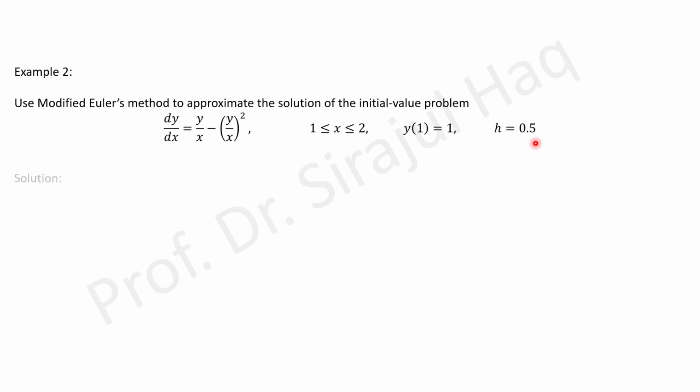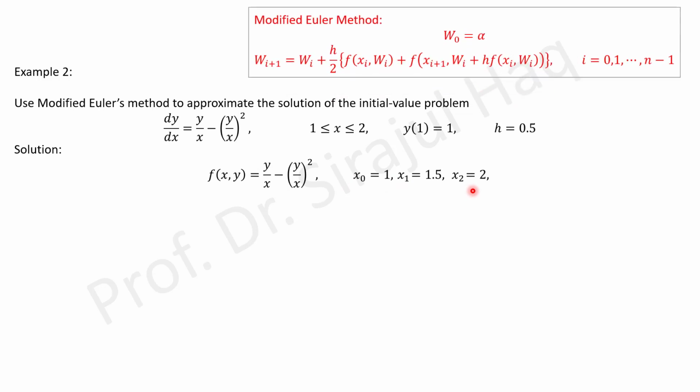Let's identify the values. This is our function, y by x minus y by x whole square. X naught is 1, x1 is 1.5, and x2 is 2. So you have just 3 points. Solution at this point is known. Find the solution at x1 and the solution at x2 using the modified Euler method. This is the modified Euler method.